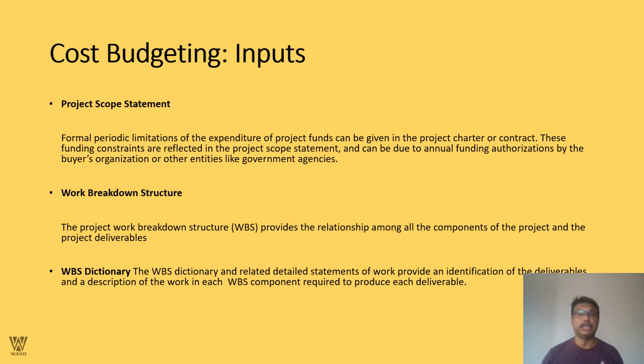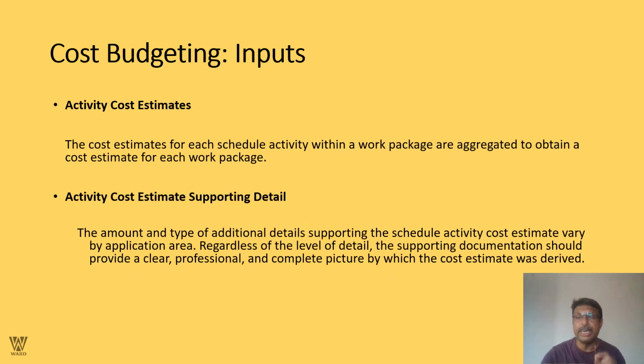The work breakdown structure. The project work breakdown structure provides the relationship among all the components of the project and the project deliverables. The dictionary would say the work breakdown structure dictionary and related detailed statements of work provide identification of deliverables and the description that we talk about. The work breakdown structure components are required to produce each deliverable. Activity cost estimates: the cost estimate for each scheduled activity within a work package is aggregated to obtain the cost estimate for each work package.